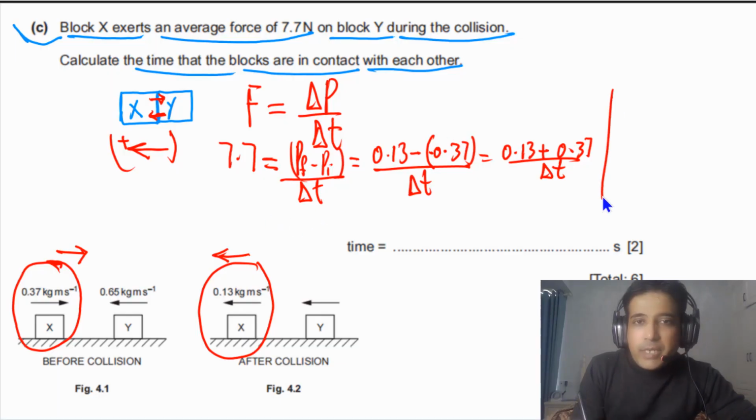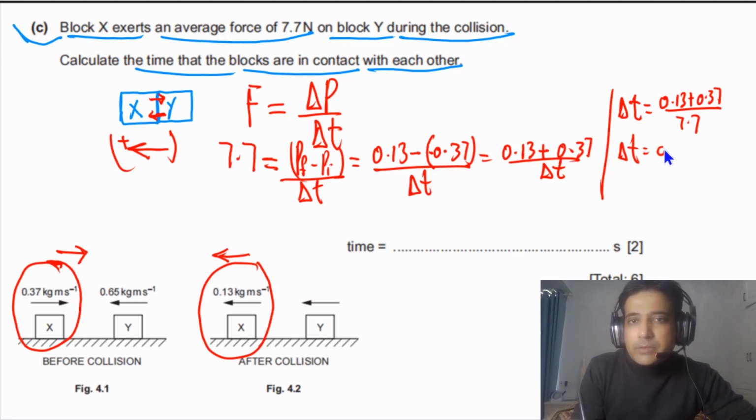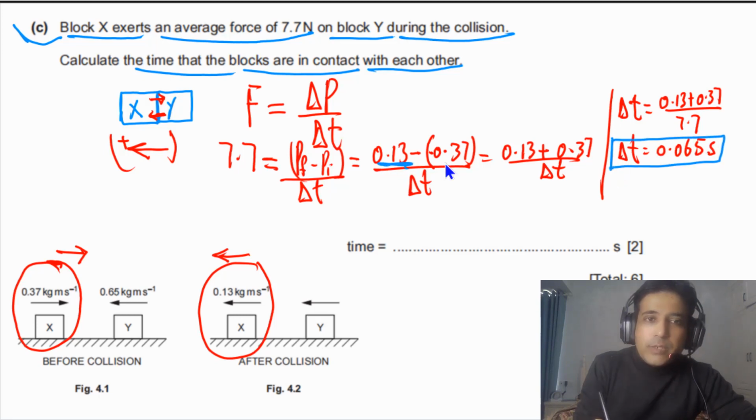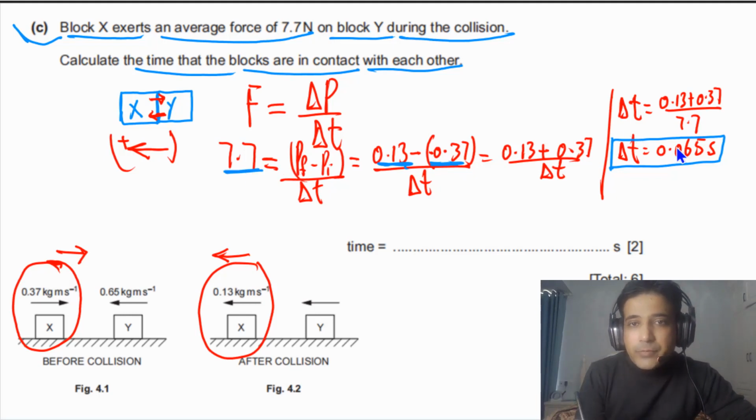I'll be writing here now. Delta T in this case will be equal to 0.13 plus 0.37 divided by 7.7. So we can find out the value of delta T. Delta T in this case will be equal to 0.065 seconds. This is our final answer up to 2 SF, because in the raw data we have 2 SF. This has 2 SF, this also has 2 SF, this also has 2 SF. So the least number of SF in the raw data is 2 SF, so the final answer should have 2 SF as well. So this is our final answer.